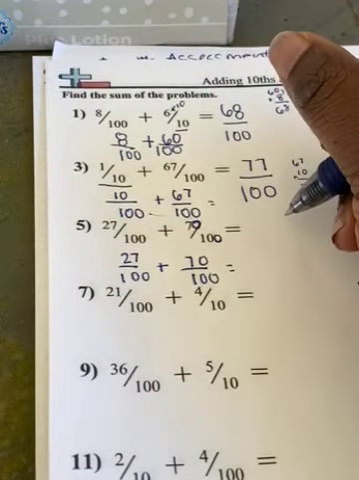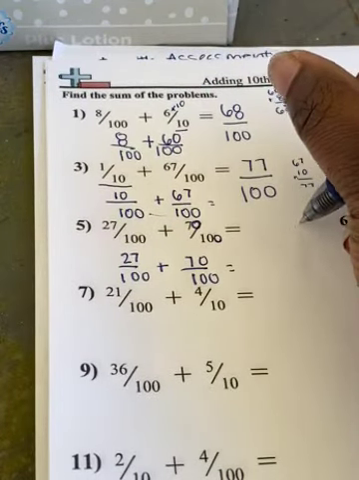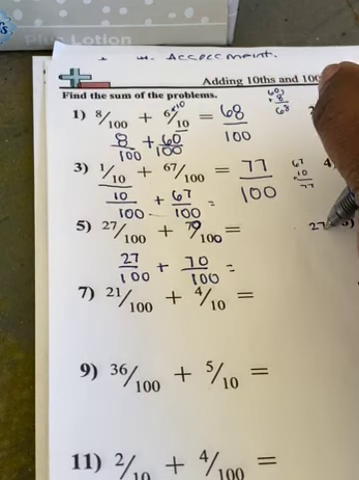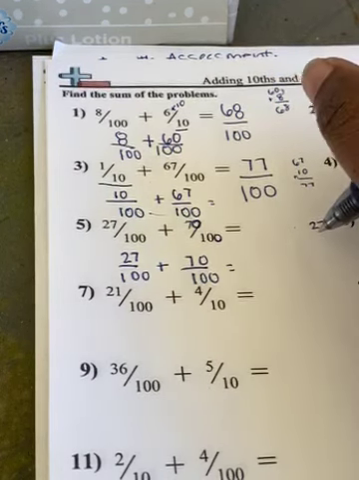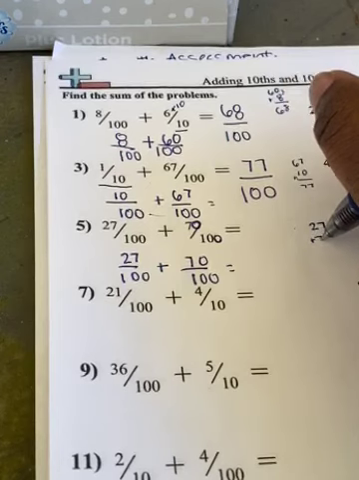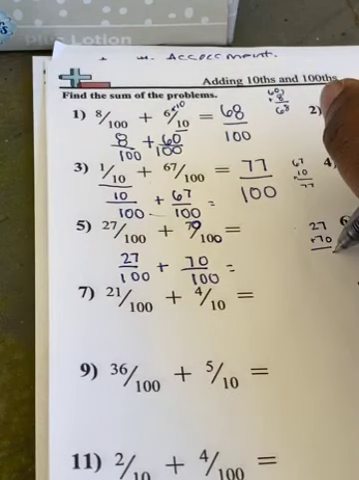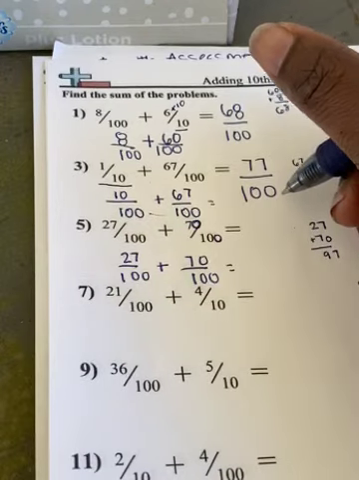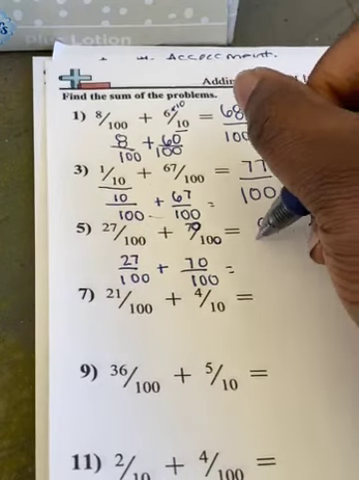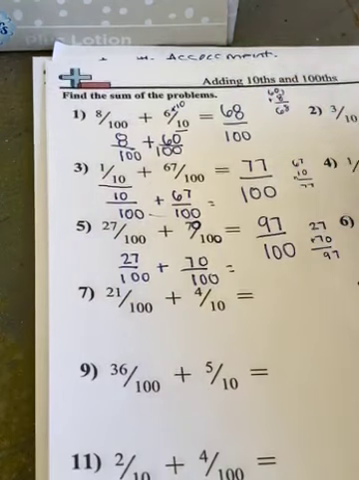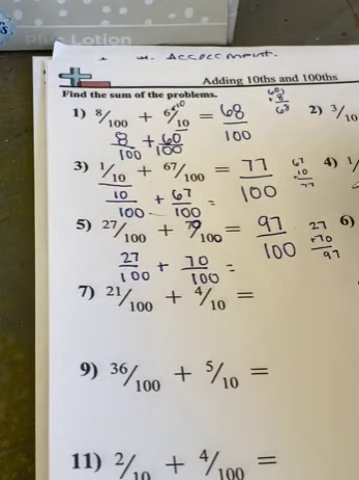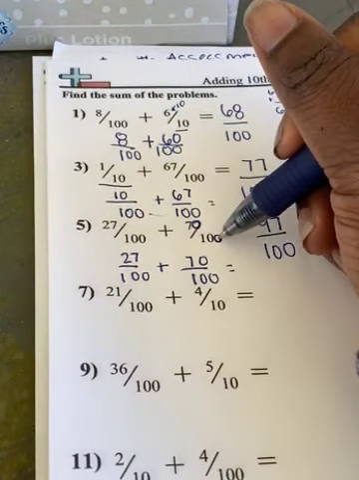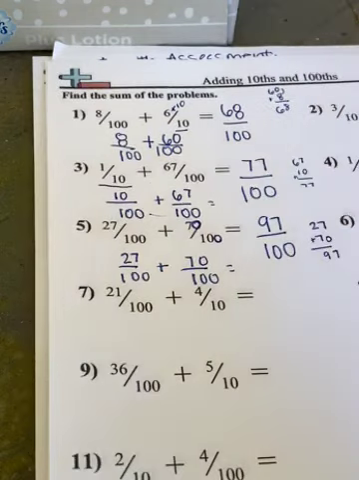Okay, go to the side again. Add those two numbers. 27 plus 70. And I'm going to get a 7 in my ones place and a 9 in my tens place. So that's going to leave me with 97/100ths. Okay, so that's a simple way of doing it. Just adding a 0 to the top and the bottom.